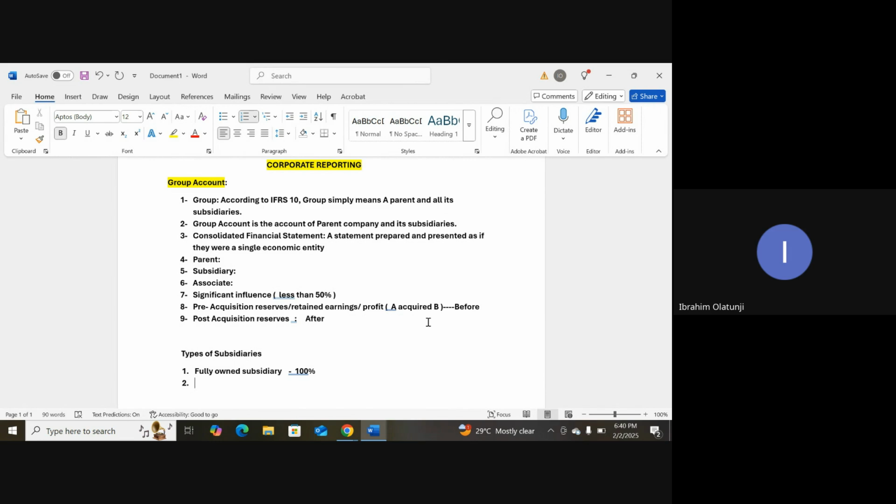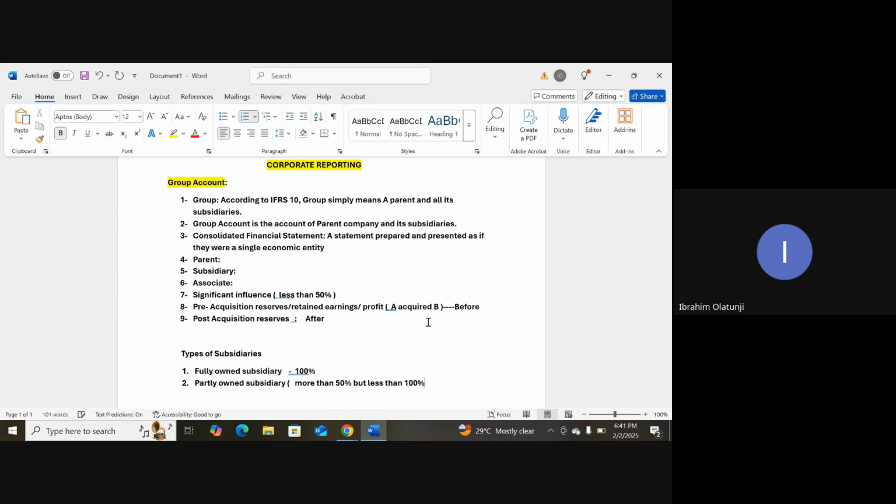So another one that we think of, when we say fully owned, then we think of what is called partly owned subsidiary. As the name implies, a parent company acquires a subsidiary with the hope of having control interest of more than 50%, but less than 100%.